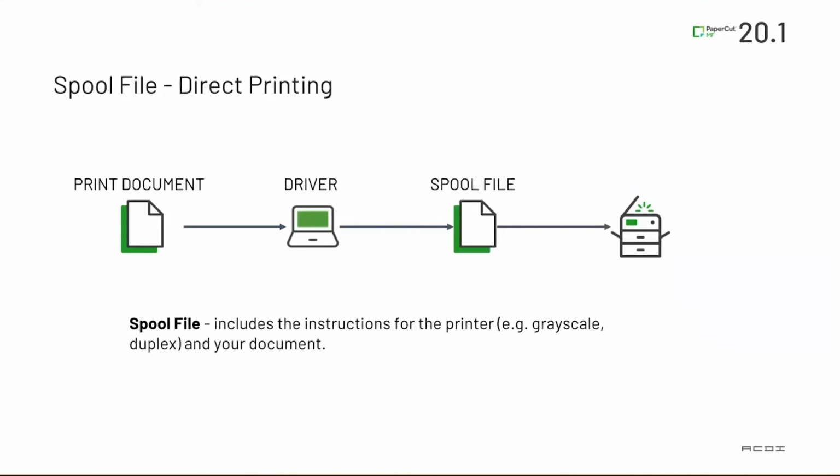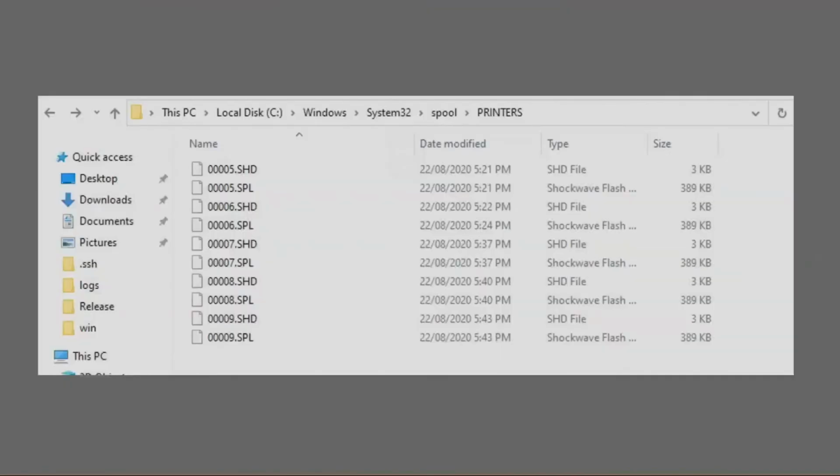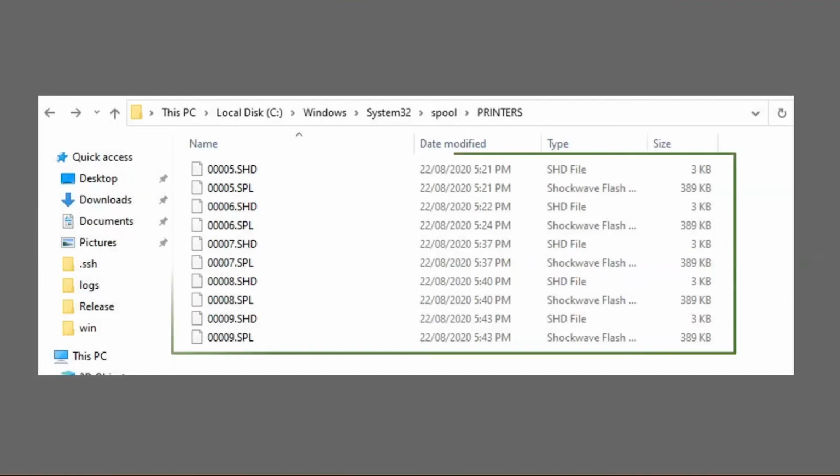Now let's look at the other scenario. This is called hold and release, a typical setup in an office. So when a document is printed, it is sent to a print server where the spool file is generated. The spool file is then held in this print server until the print job is released. Now, this screenshot shows the actual files in the server.